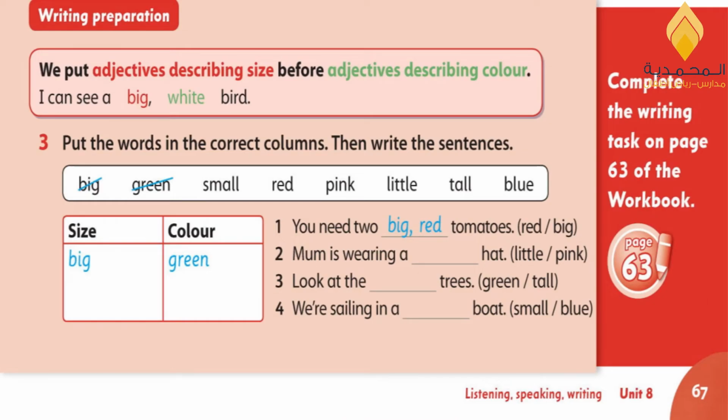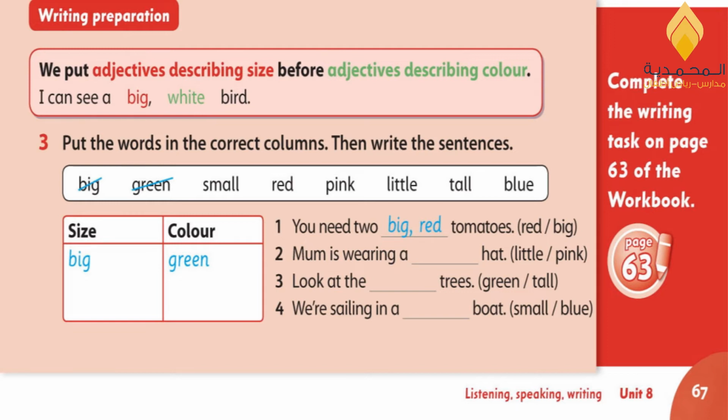Here we have writing preparation. We are in classbook page 67 and workbook page 63. As we mentioned before, we put adjectives describing size before adjectives describing colors. Look at the example. I can see a big white bird. Big is related to size and white is related to color. That's why we put big before white.